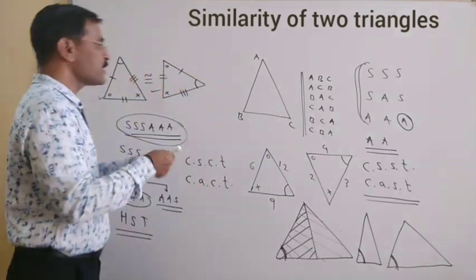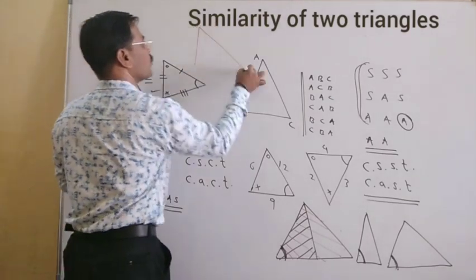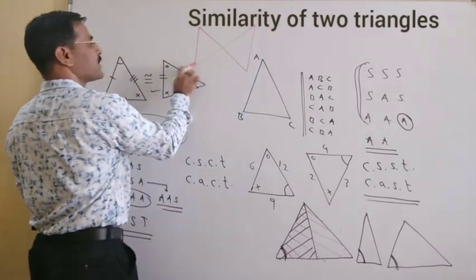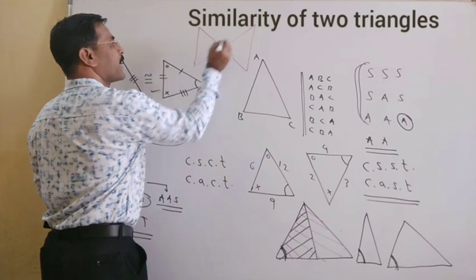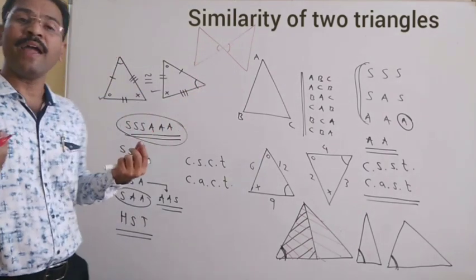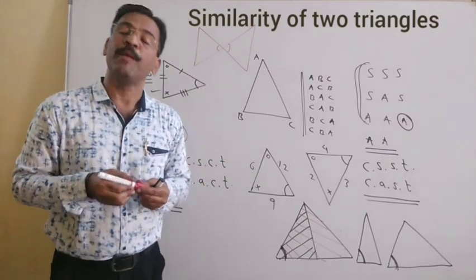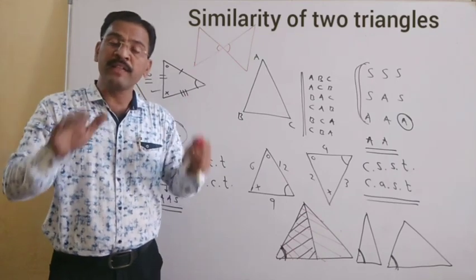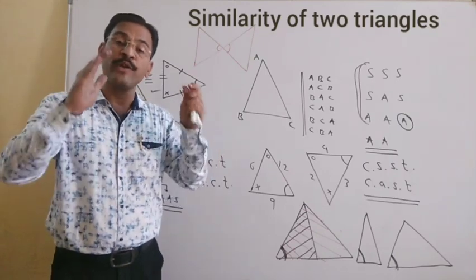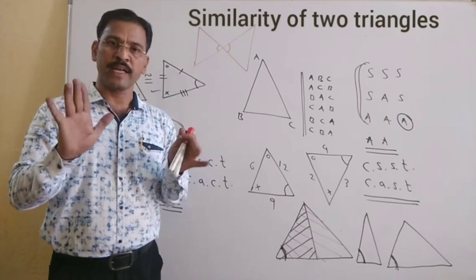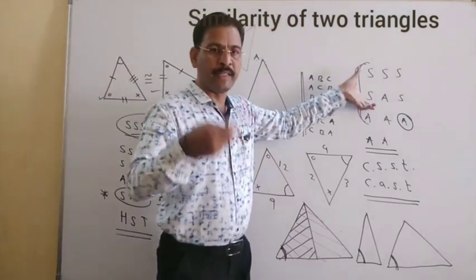Sometimes the triangles are given to us like this. This particular angle is not given, but we can take it. Why? Because they are vertically opposite angles. So whenever they are given to us like this, we just observe here. Understand? Again I will repeat this one.